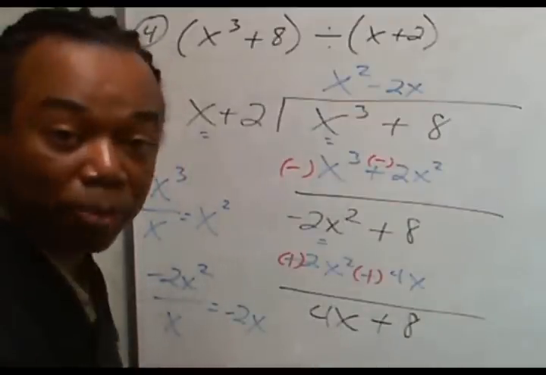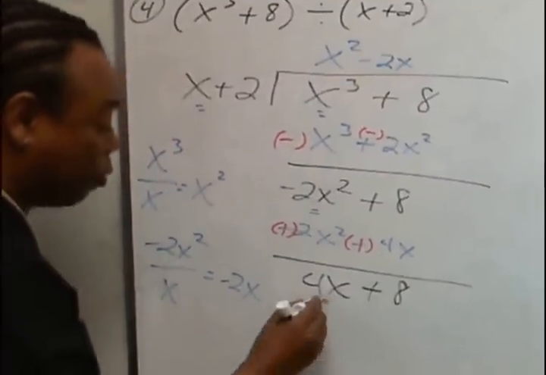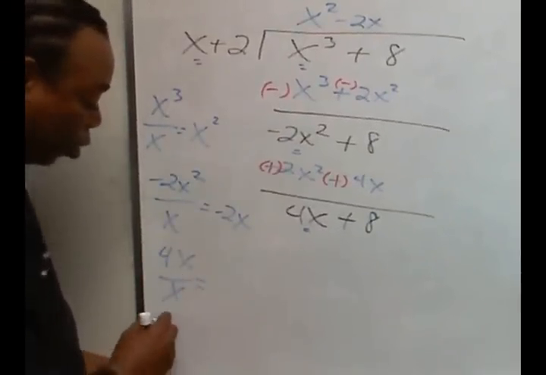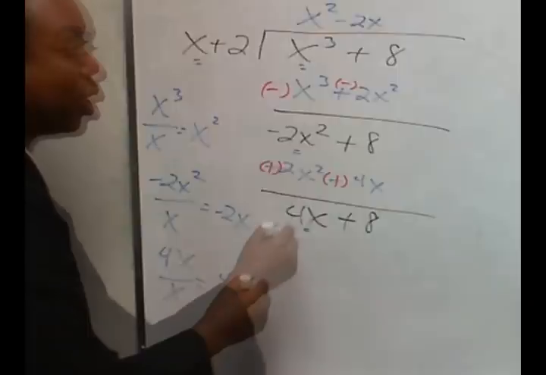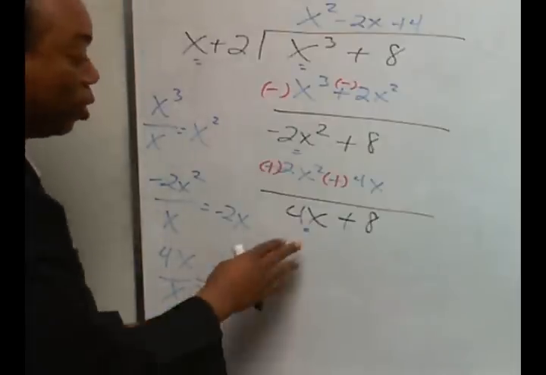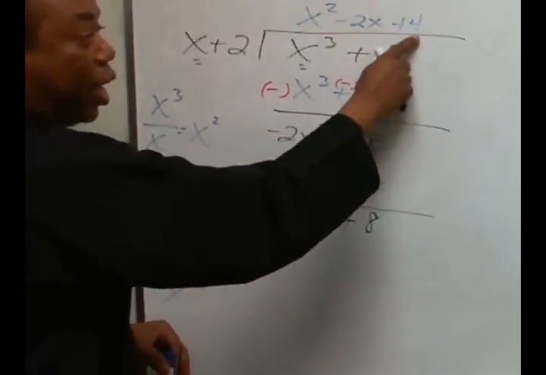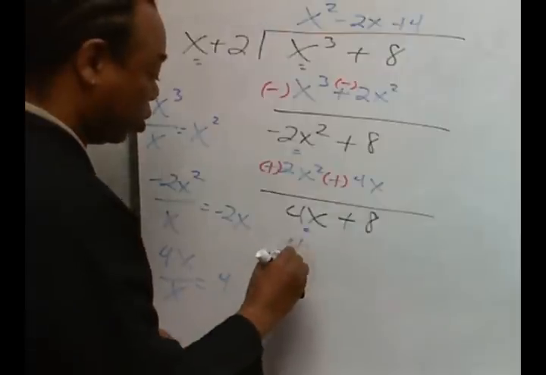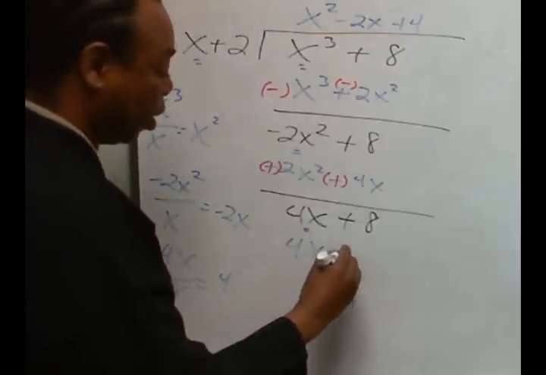Next, back to step 1, my first term. The 4x and the x, when you divide those, we get 4. So that's my next term, 4. Step 2, after we divide the first terms, we multiply the answer 4 times the divisor, and we're going to get 4x and a positive 8.